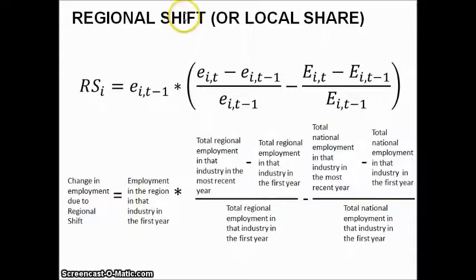Finally, the equation for the regional shift. Once again, you take the regional employment in the selected industry and multiply it by another difference: the regional employment growth rate for that industry minus the national employment growth rate for that industry, the industry you're looking at. Again, these growth rates are just percentage changes, number from the recent year minus the number from the first year over the number from the first year. In all three calculations, you're taking your regional employment in a certain industry from the first year of your data and multiplying it by a growth rate or a difference in growth rates.